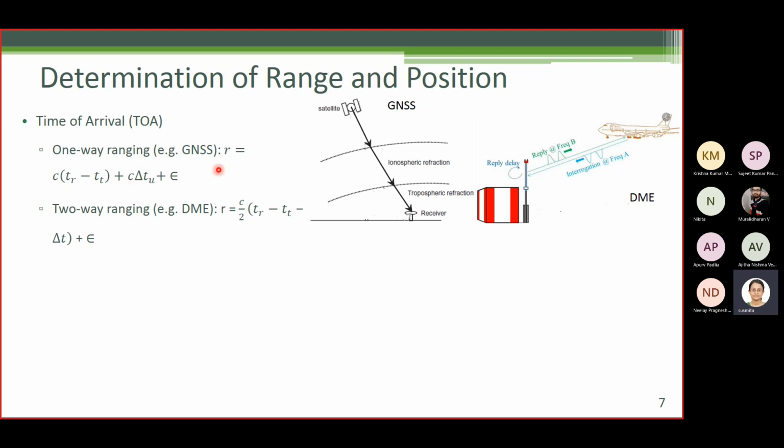Therefore, in GNSS, the clocks are monitored and also corrected. Clock error information is transmitted in the signal. Whereas in the conventional design of DME, such synchronization is not required, because here we do not form the pseudo range, the range measurement the same way.